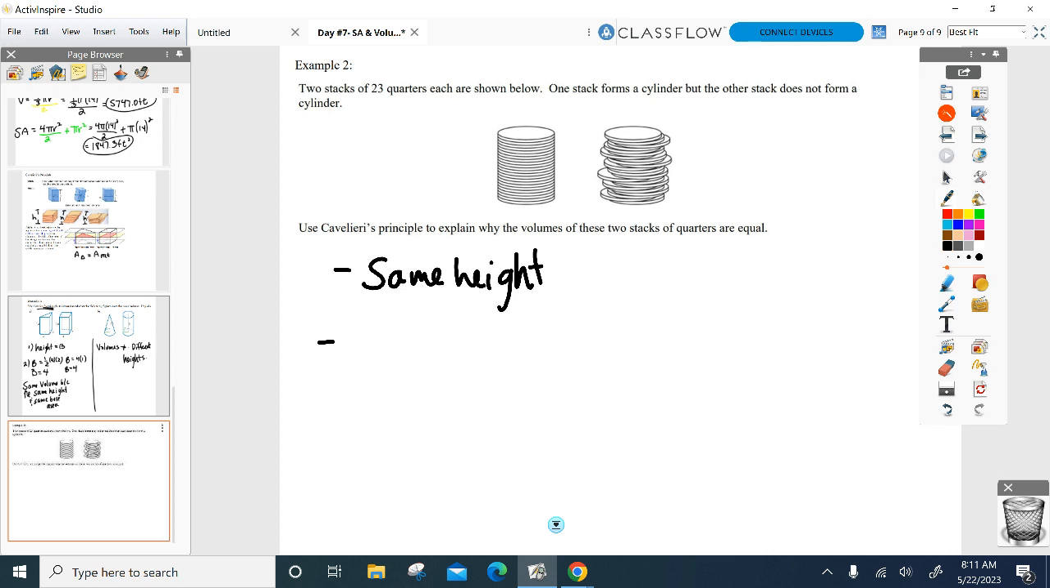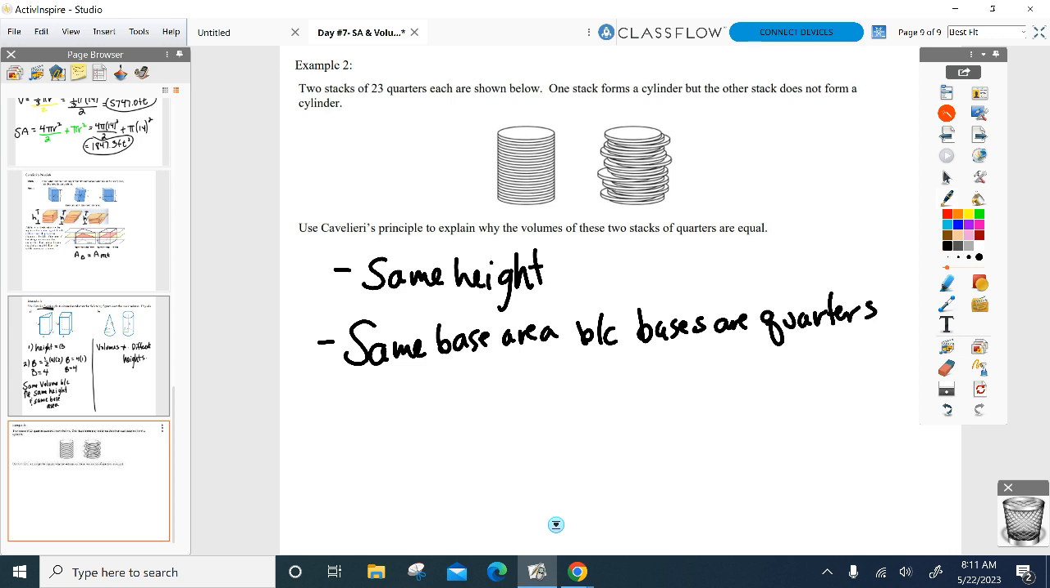Do they have the same base area? Well, what is the base? What shape is the base? It's a circle, and they're all quarters, it says. So they have to have the same base area. I'm assuming all the quarters are the same here. So same base area. Even though we didn't calculate it, we know it's the same base area because the bases are quarters, or circles, if you want to write circles instead. I don't have a calculation to prove that the bases are the same, but I could tell you they're the same because they're all quarters. So even though this stack is a hot mess and that one's neatly stacked, they both have the same volumes.